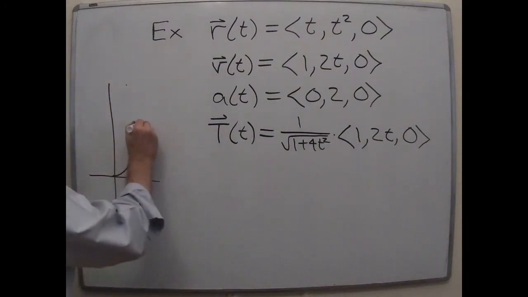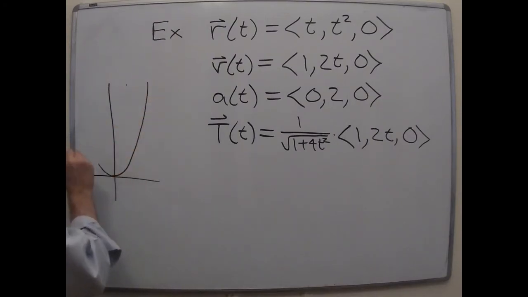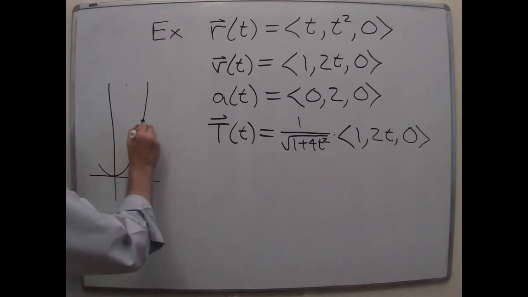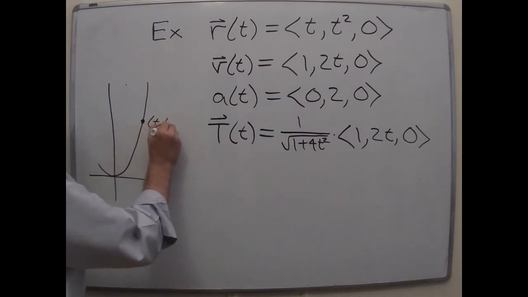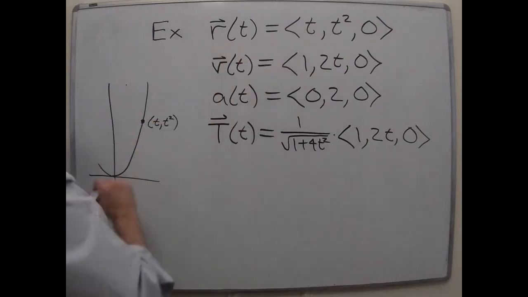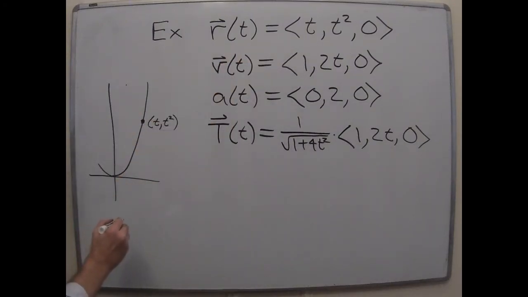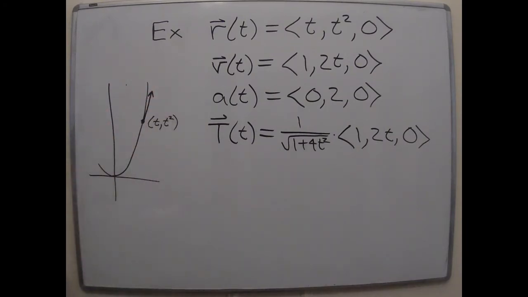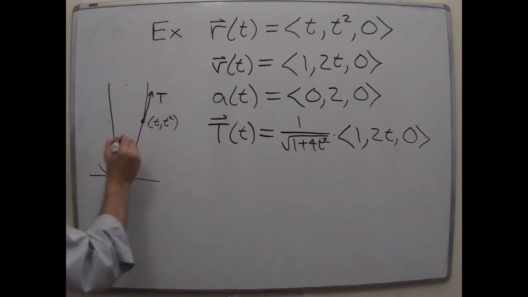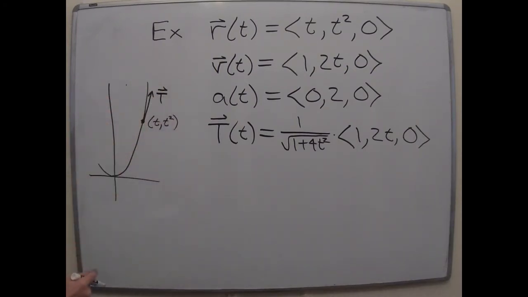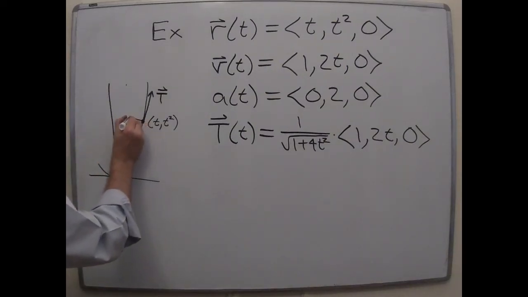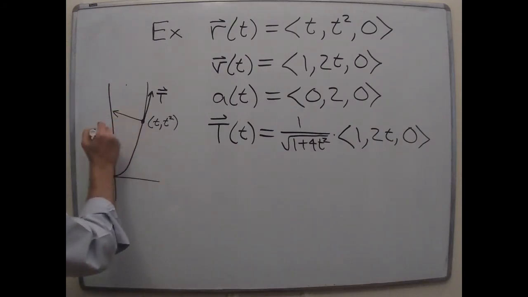In the xy plane, what we're dealing with is a parabola, right? Let's just think about the positive branch of the parabola. So I'm at a point on here whose coordinates are t comma t squared, when the position vector is t, t squared. The tangent vector points along the curve in the direction of increasing time. And the normal vector is supposed to point towards the inside of the curve, and it's supposed to be orthogonal to that.